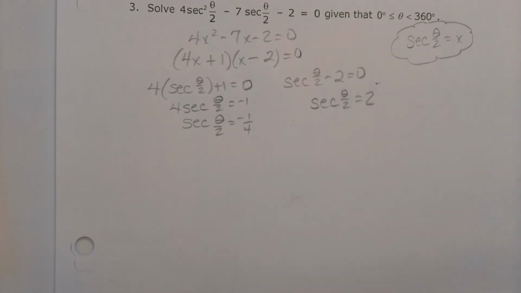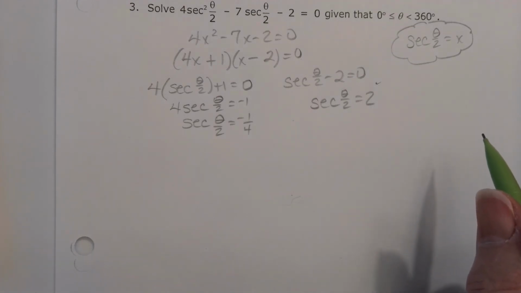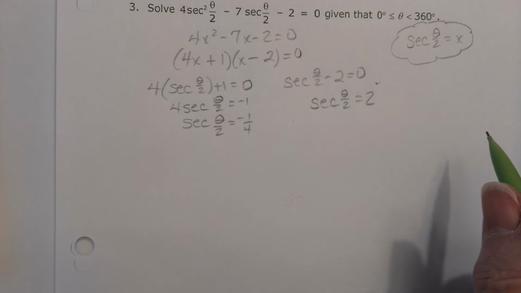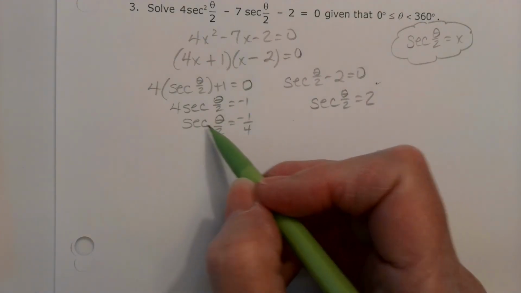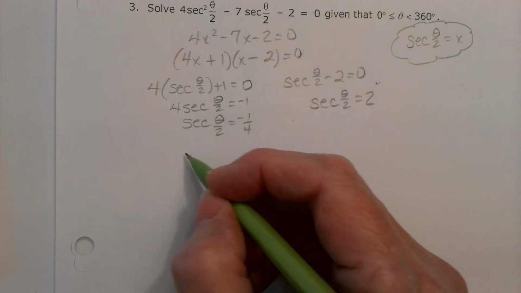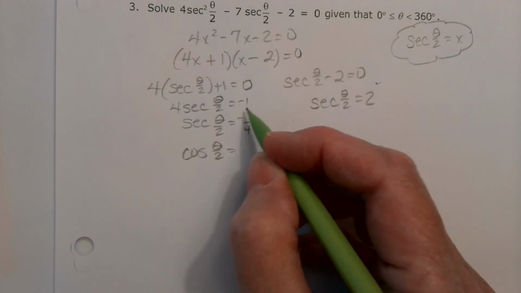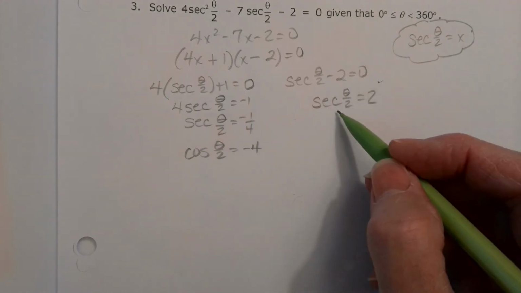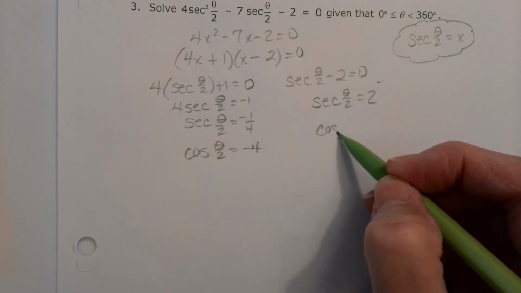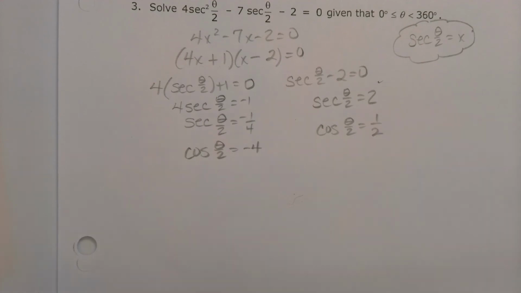Okay, now secant is 1 over cosine. So if secant is 1 over cosine, then that means cosine is 1 over secant. So what I mean by that is I can turn secant into cosine as long as I just flip the other side. Okay? So flip this, it becomes cosine. Flip this, and you get 1/2.